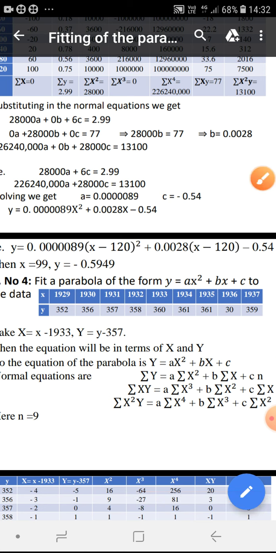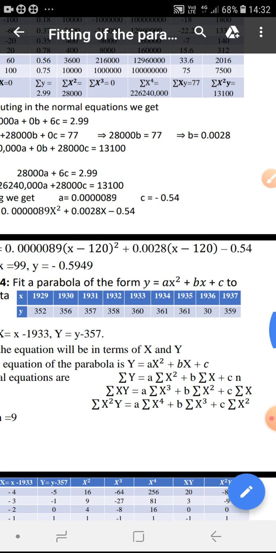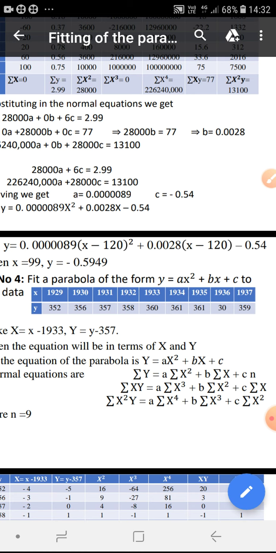Similarly, if you attach summation X to each term on both sides of the equation, capital Y equal to a into capital X square plus b into capital X plus c, the second normal equation will be summation XY equal to a into summation X cube plus b into summation X square plus c into summation X. Then attach summation X square to each term on both sides of this equation, Y equal to aX square plus bX plus c, capital letters. You get the third normal equation.